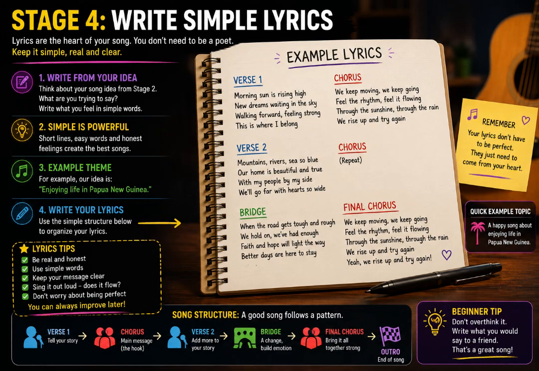Stage 4. Write simple lyrics. If you don't know how to write lyrics, you can ask AI to help you create them. For example, your song could be about life in Papua New Guinea. A simple structure is: verse 1, chorus, verse 2, chorus, bridge, final chorus. You don't need complicated poetry.